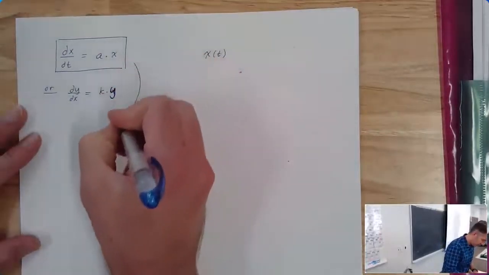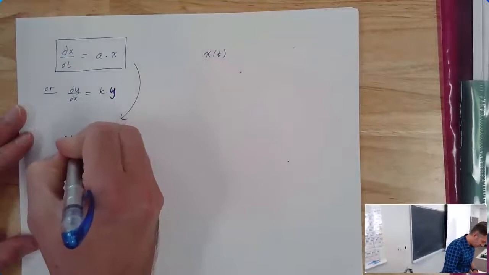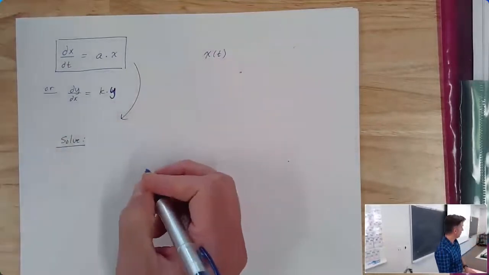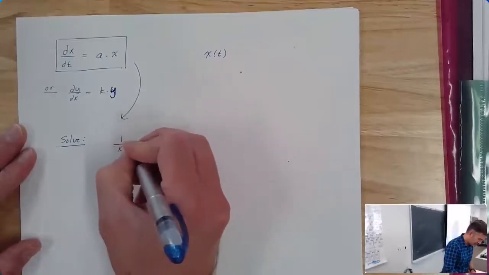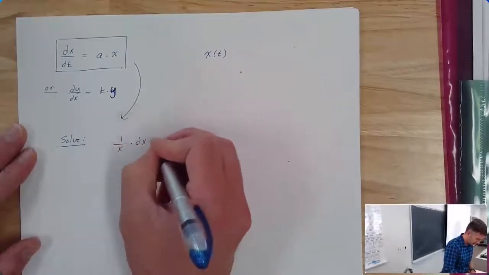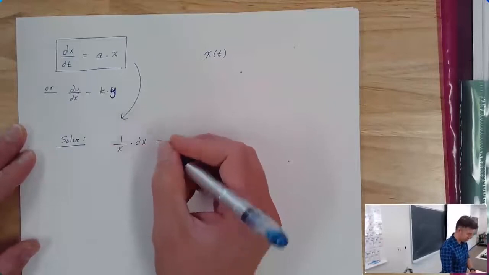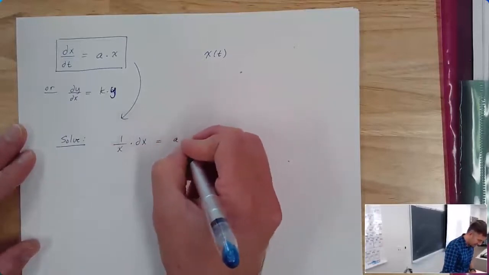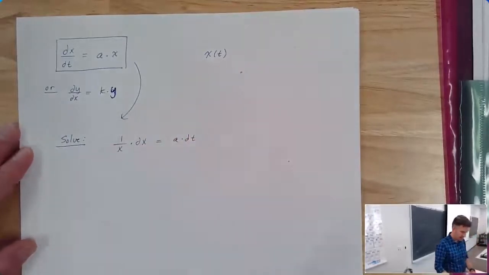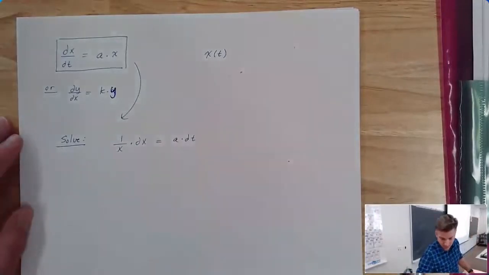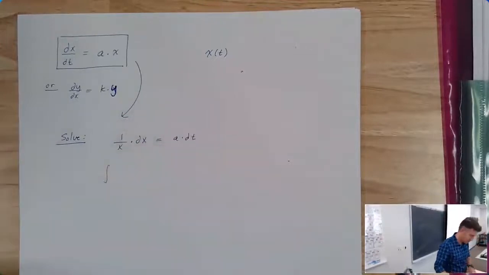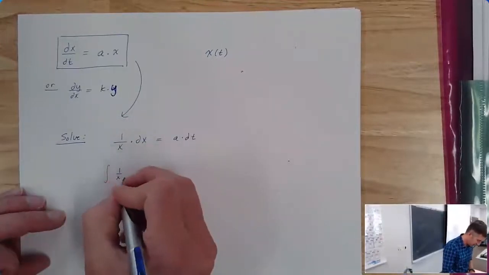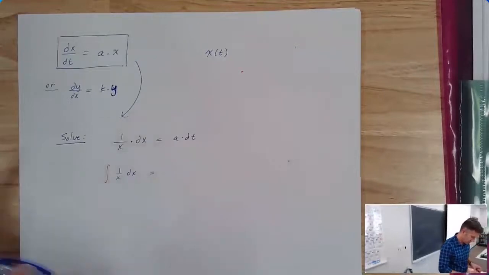So if I'm going to solve this, we can solve this by separation of variables. So bring all my x's to the left: 1 over x times dx. Bring all my other variable t to the right: a times dt. And then we're going to integrate both sides, with the integral of 1 over x dx equal to the integral of a dt.